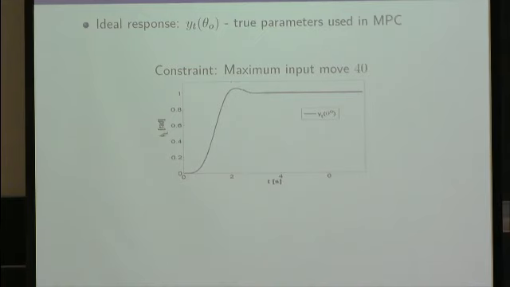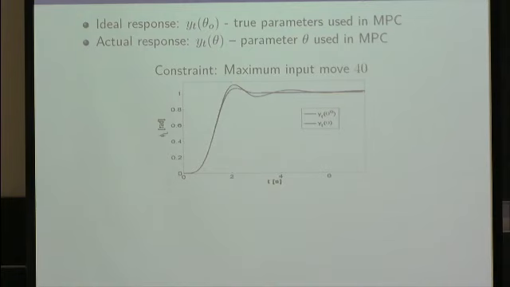Now, in practice, I don't have access to theta naught, so I will have some other parameter theta. And I will use that parameter theta in my controller, of course. And then I will apply that controller to the true system, which is governed by theta naught, the true parameter vector, of course. But then I will not achieve the ideal response when I apply this controller based on theta. I will get something else. So there will be a difference here.